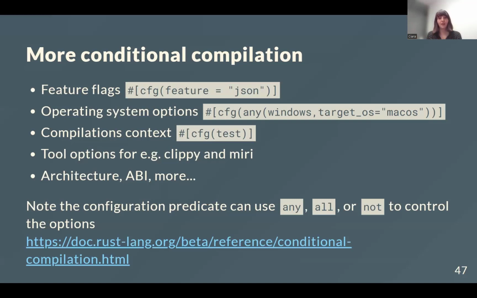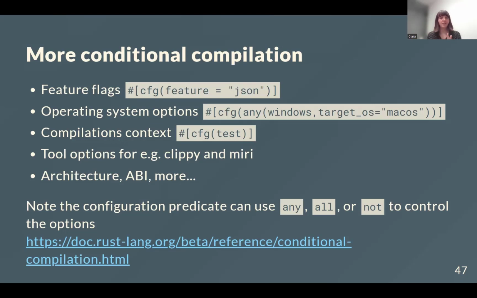It can also be conditionally compiled based on context. So you'll probably use this a bajillion times. Config test is what you use to annotate your test areas to make sure that they're only compiled when you're running in test config. You can also have additional tool options for like Clippy and Miri. There's also stuff for like architecture, ABI, etc., that you can all conditionally compile based on.